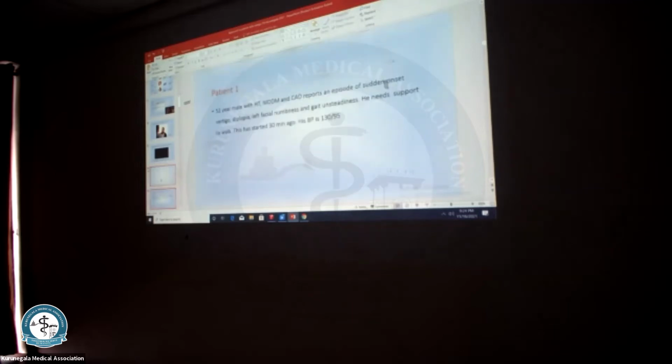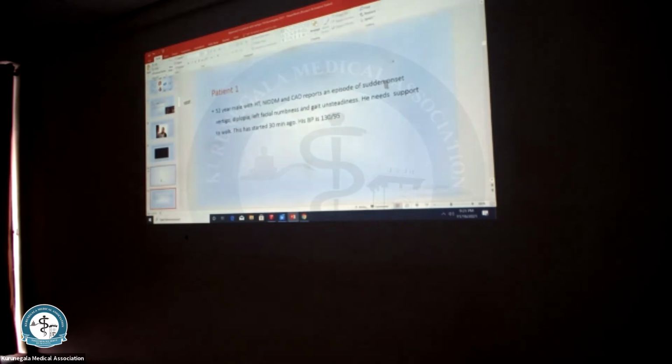So this is a simpler case scenario. A 52-year-old male patient with hypertension, diabetes, and coronary artery disease now comes with an episode of sudden vertigo, double vision, left facial numbness, and gait unsteadiness. He needs support to walk. This started 30 minutes ago, and his blood pressure is 130/90.